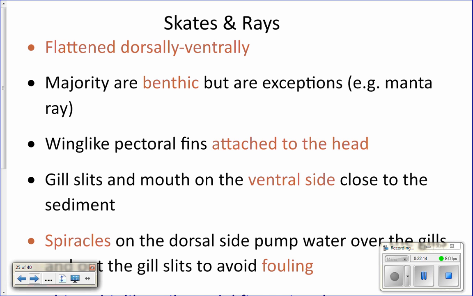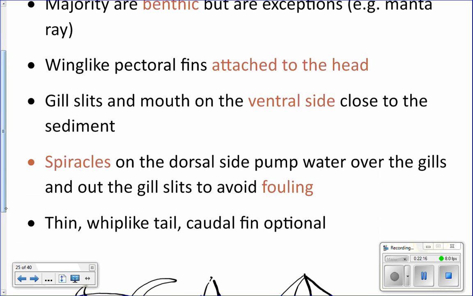Going to let you copy this down and then I'm going to show you a picture so that you can see it. So they're flattened dorsal ventrally, and the pectoral fins of a ray are enlarged and fused to their head. Okay, so what does that mean? Well, let me scroll down so you can see this.